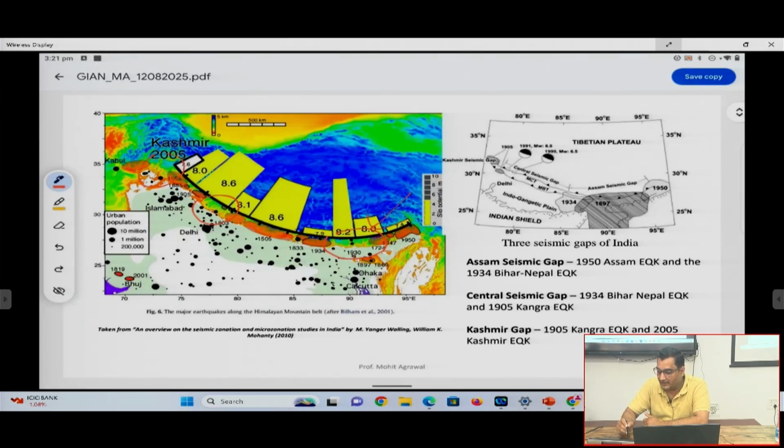And there you have another gap at the central part of the plate boundary, that is known as the central seismic gap. And thereafter you have the Kashmir gap, just to the west of the Kangra earthquake, that is known as the Kashmir gap. So these 3 gaps we have along this plate boundary, and these gaps are also shown in this particular picture.